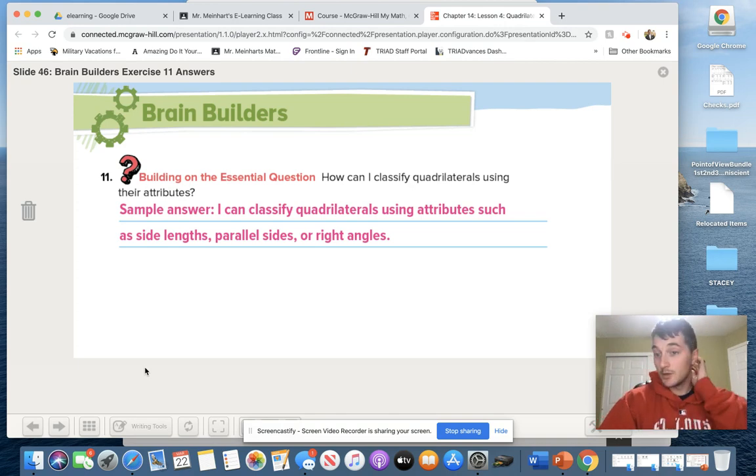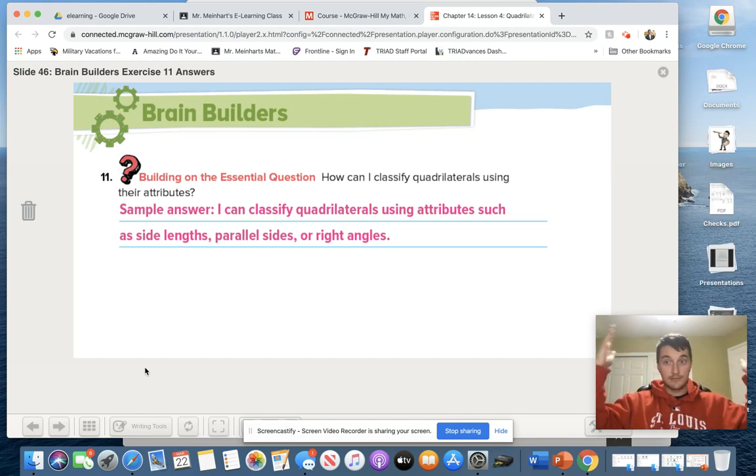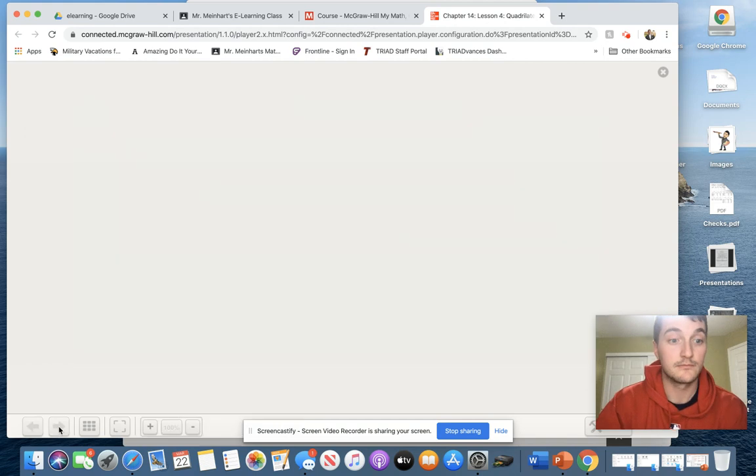All right, so you can answer this a variety of ways, right? You can classify quadrilaterals using attributes such as side length, parallel sides, or right angles, right? There have to be parallel sides. Some side lengths have to be the same. There have to be some right angles, right? Yeah, it's in your notes.